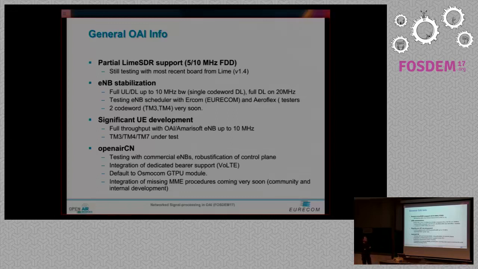And just finally, for the core network, there's work in the community today testing with commercial eNodeBs in order to robustify our control plane. We've integrated the dedicated bearer support. For those that know what that is, that's to support voice over LTE. That's in there now too. I'm very happy also to say we've defaulted now to the Osmocom GTP-U module, which is very good. That helped a lot. And now with some of the partners in the community, we're integrating some of the missing procedures in the core network, which will make something much closer to a commercial core. And so that's it. I'm sorry there was a lot of information here.